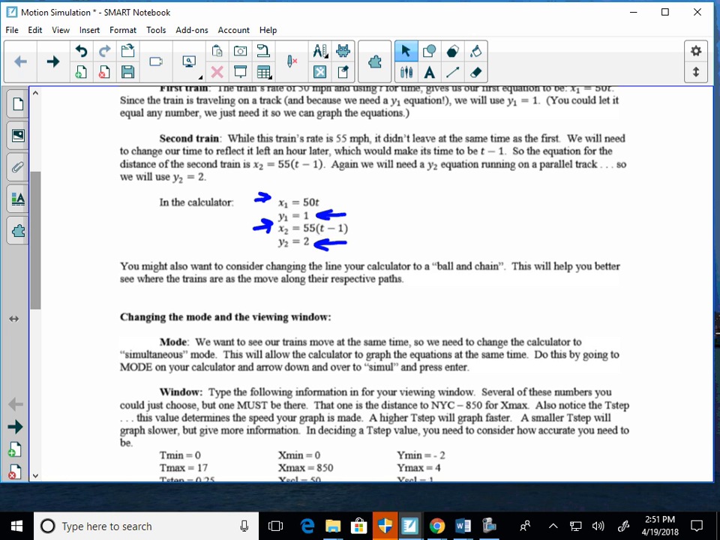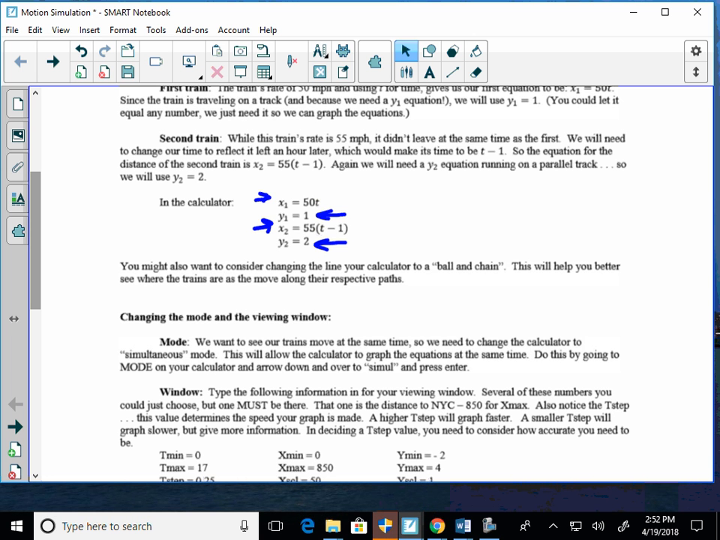Okay, next, go to your window, and your T-min is going to be 0. We're going to make our T-max 17. When you're graphing, if your graph isn't a complete graph, for example, if you're graphing a parabola and it stopped halfway, that means that your T-max is not big enough, that you don't have enough numbers being plugged in for T to find X and Y.